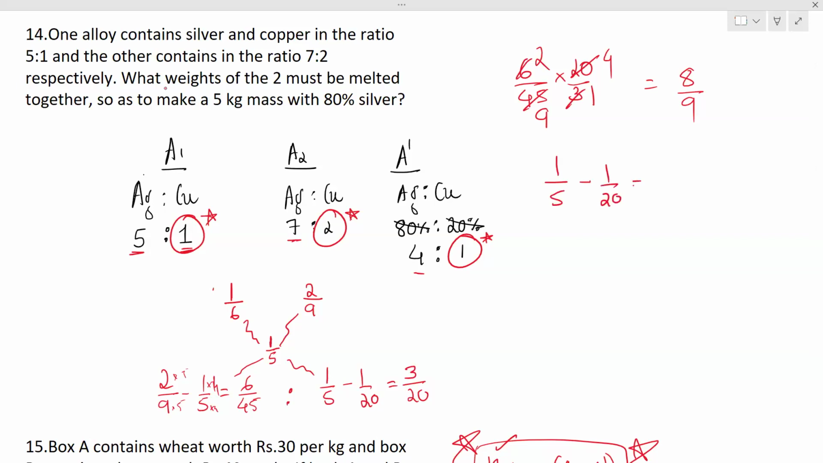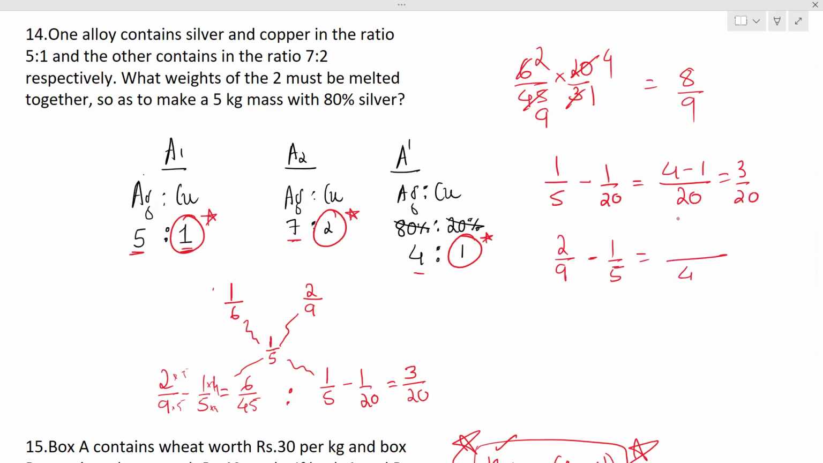Those of you could not deal with the LCM part. How much do I get here? LCM of 5 and 20 meaning 20 itself. 20 itself. 5 1 times, 5 4 times. 4 minus 1, 3. 3 by 20 I got. Yeah, next part. Next part is how much? Next part, everyone, quickly. I have to do what? 2 by 9 minus 1 by 5. How much do I get here?